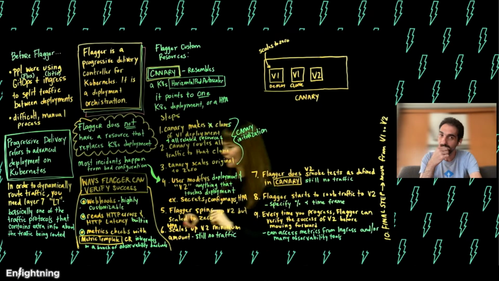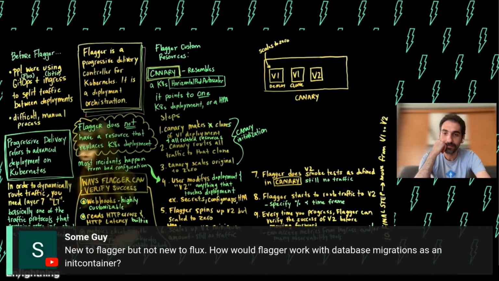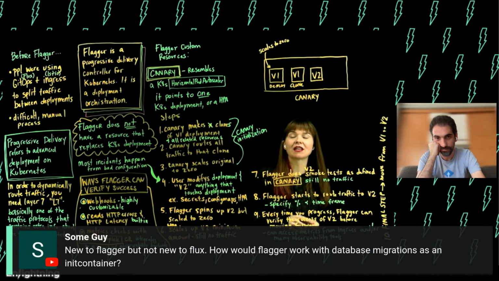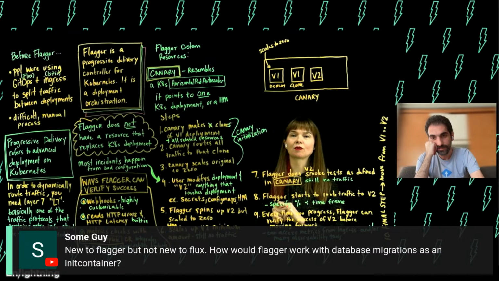Cool. We have another question. I really appreciate all the questions, y'all. This person says, new to Flagger, but not new to Flux. How would Flagger work with a database migration as an init container?